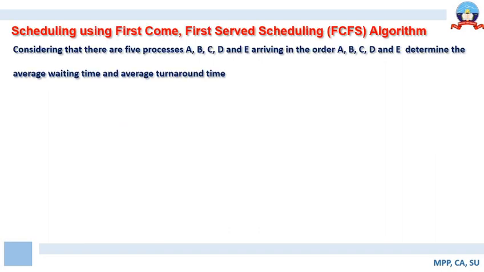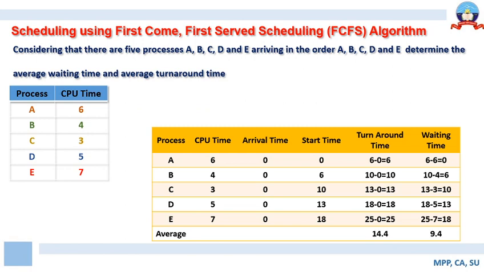Now let us try to understand the first come first served scheduling algorithm with the help of a very simple example. Here I have considered 5 processes A, B, C, D and E, and the arrival sequence is A, B, C, D and E. Here what I need to determine is the average waiting time and the average turnaround time. So here we have the CPU time associated with the 5 processes. The CPU time instances are 6, 4, 3, 5, 7. So 6 with A, 4 with B, 3 with C, 5 with D and 7 with E.